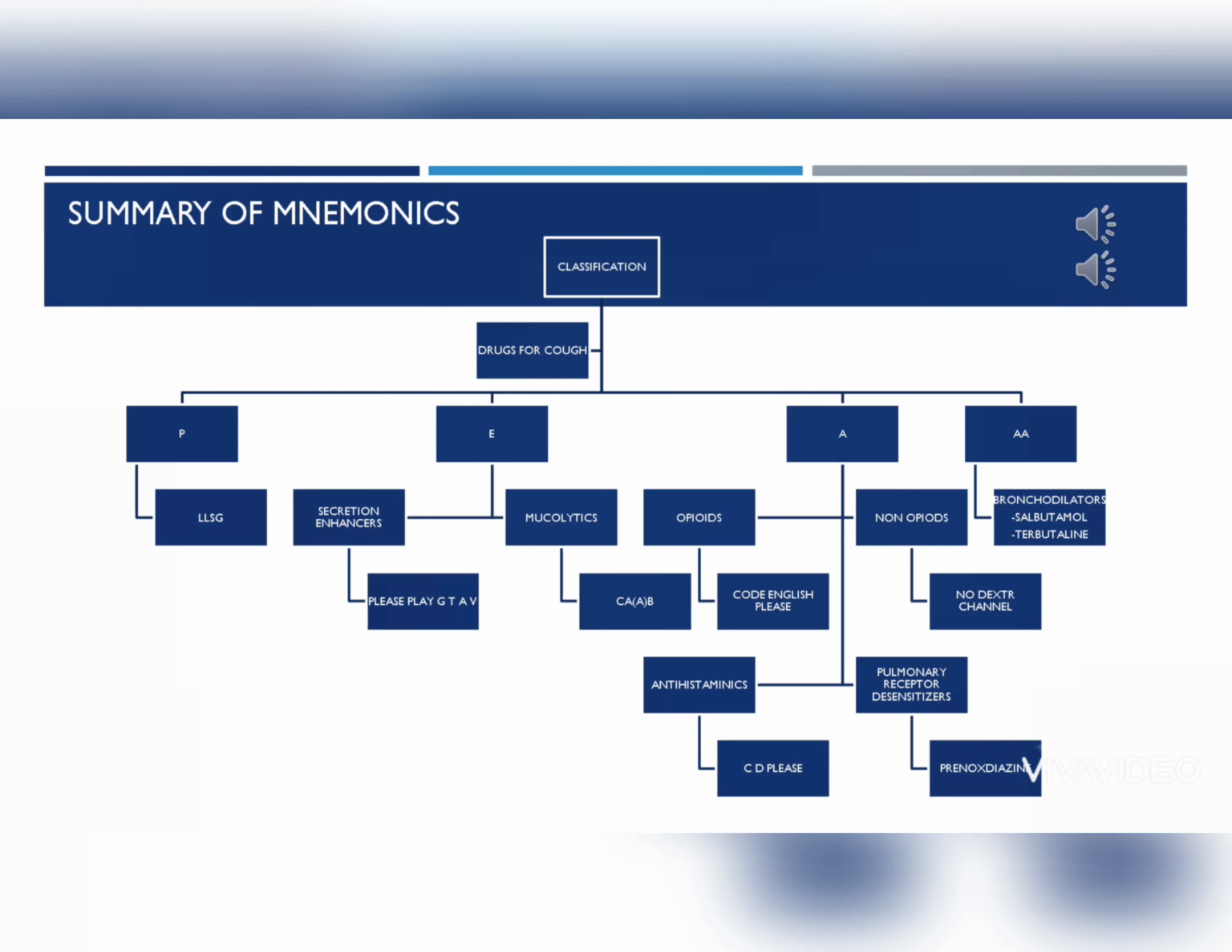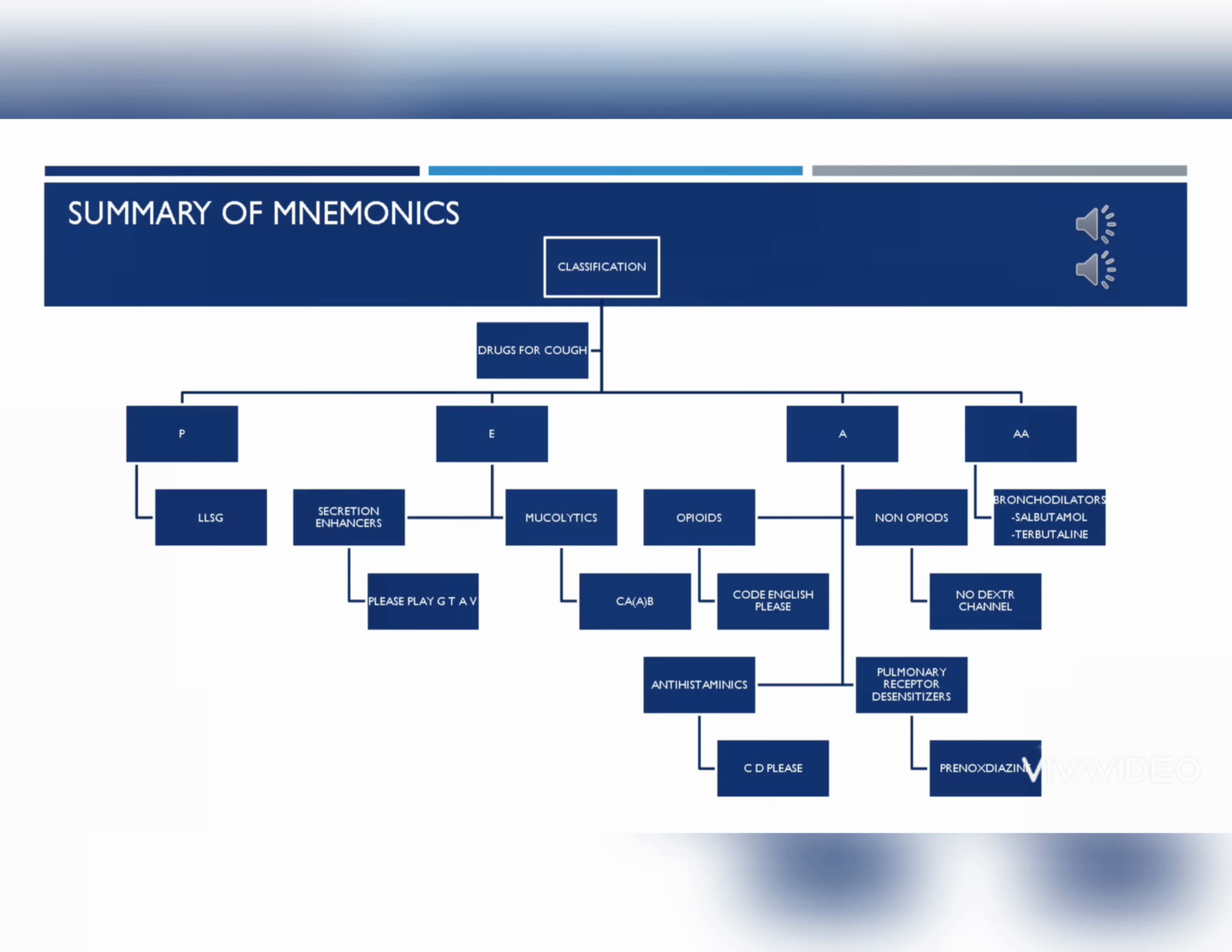So it is of four main classes, that is PEAAA. P for pharyngeal demulcent, E for expectorants or mucokinetics, A for antitussive or cough center suppressant, and double A for adjuvant antitussives. So the drugs for P, that is pharyngeal demulcent, is LLSG. L for lozenges, L for licorice, S for syrups, G for glycerine.